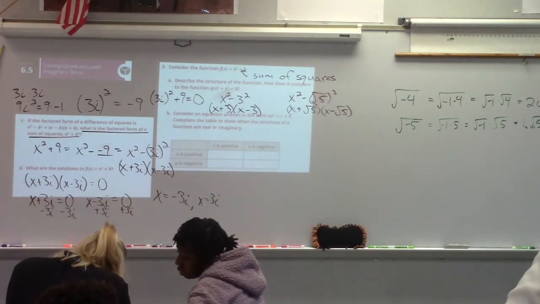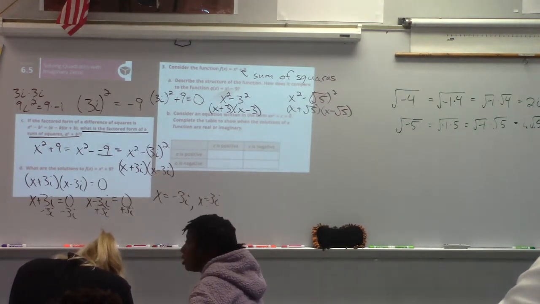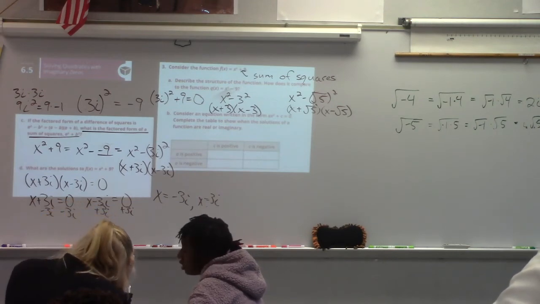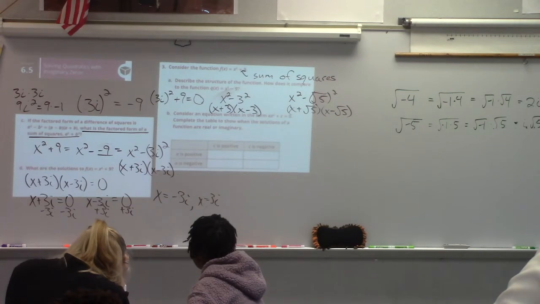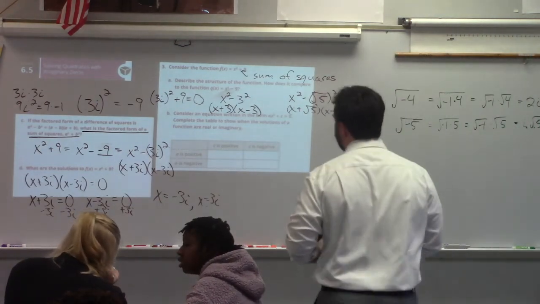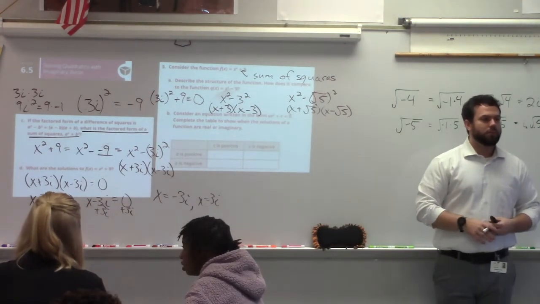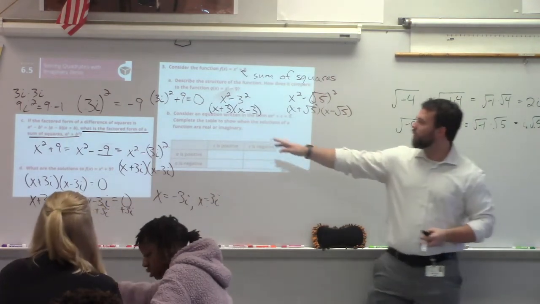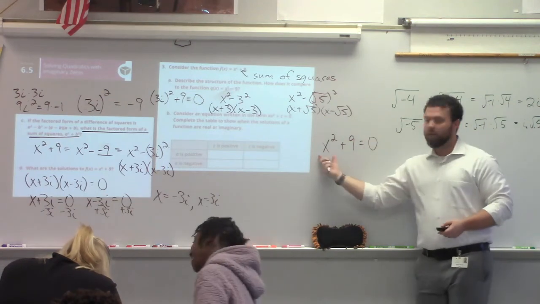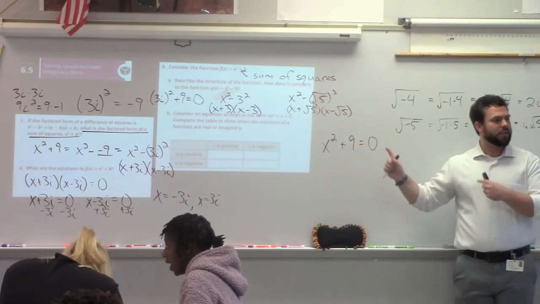Mine says true. If you type in 3i squared plus 9 equals 0, it tells you that the equation is true. Remember, we started out with the equation x squared plus 9, and so I substituted into that equation because I want to see if it makes the equation true.